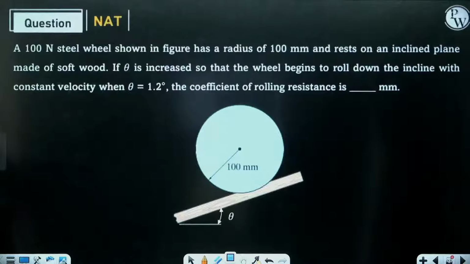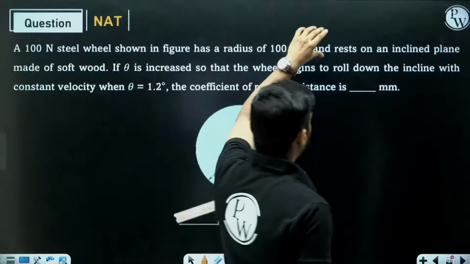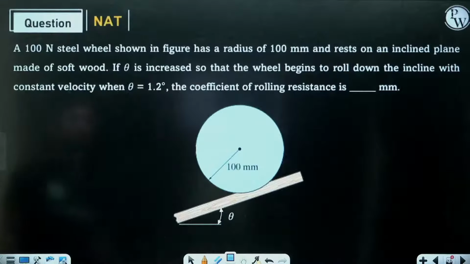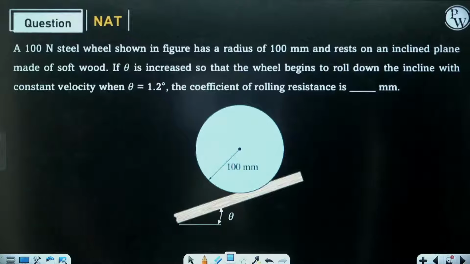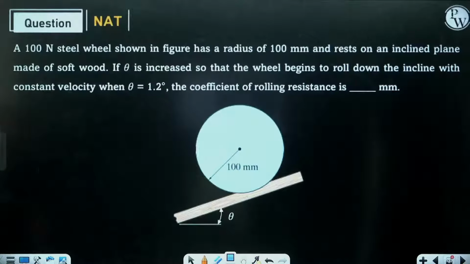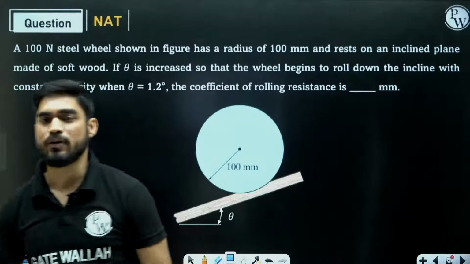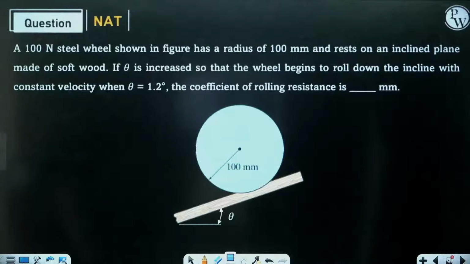Chalo. Now comes the next question. A 100 Newton steel wheel shown in figure has a radius of 100 mm and rests on an inclined plane made of soft wood. If theta is increased so that the wheel begins to roll down the incline with constant velocity when theta is 1.2 degree, coefficient of rolling resistance is. So in this question, we need to find the coefficient of rolling resistance.